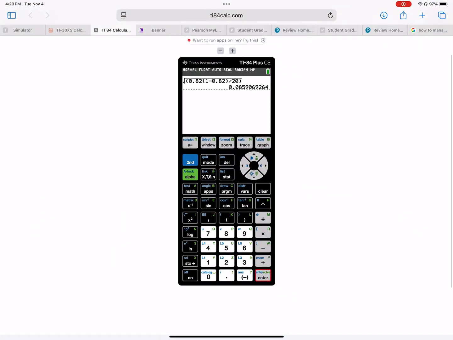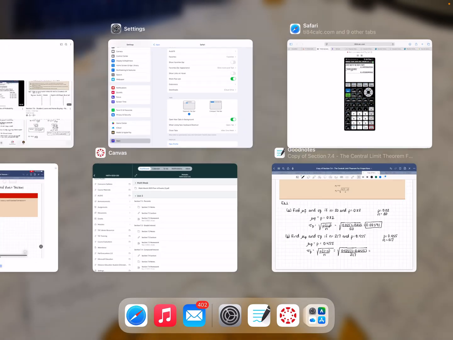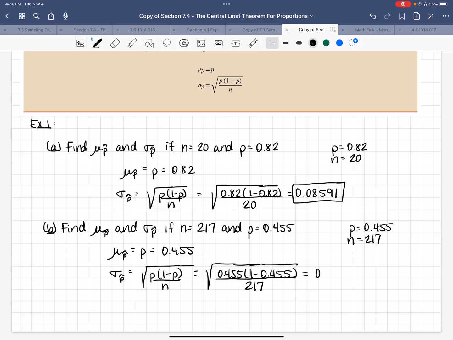If I put that into the calculator, that's going to give me the square root of parentheses. Guys, you can do a stacked fraction here if you want to. If I go to math and over to frac and I do n over d, numerator over denominator, and I'm going to plug in 0.455 parentheses 1 minus 0.455 close parentheses all over 217. Okay, and that should give me 0.0338. So 0.0338, and that is the second part of part B.